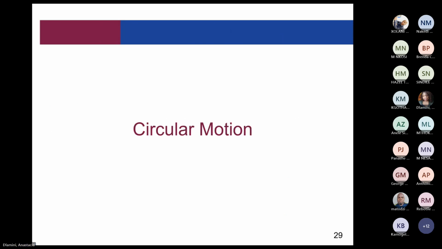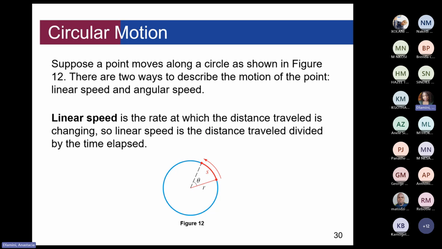Circular motion. Suppose a point moves along a unit circle as shown in figure 12, right? There are two ways to describe the motion of the point: linear speed and angular speed. Linear speed is the rate at which the distance traveled is changing. So linear speed is the distance traveled divided by the time elapsed, meaning that it's s over t. That's the linear speed. What do you think an angular speed will be, guys?